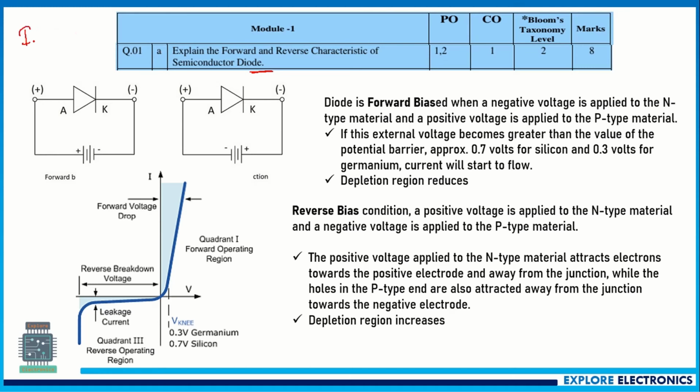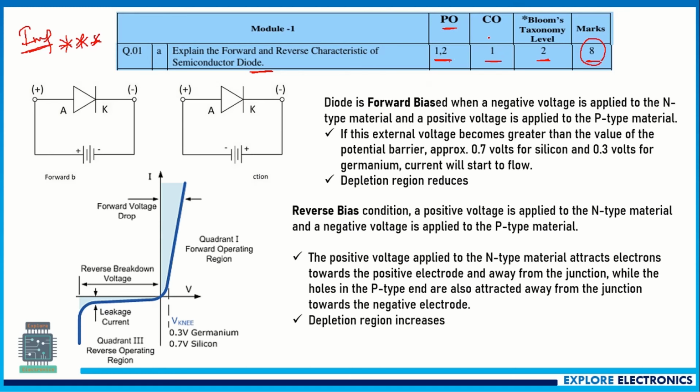This question is very important. It is also asked in the set 1 question paper. In this question paper they have given PO, CO, Bloom's taxonomy level, and the last column is marks. PO means program outcomes. Since this basic electronics subject is related to EC, there are particular program outcomes defined for the electronics branch. So this question comes under 1 and 2.